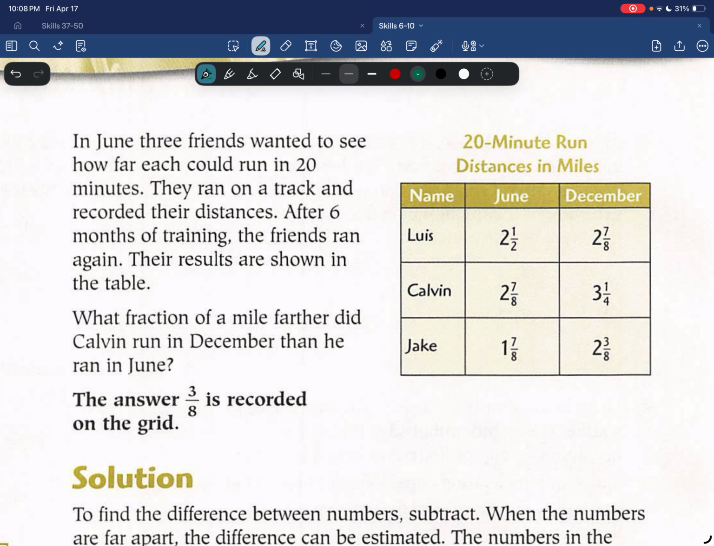What fraction of a mile farther did Calvin run in December than he ran in June? So here is a huge clue. And here is another one. Specifically in this one, it's the "farther." That is a word that means subtraction. The word "than" also means subtraction. So they want me to look at Calvin's numbers and subtract those two.